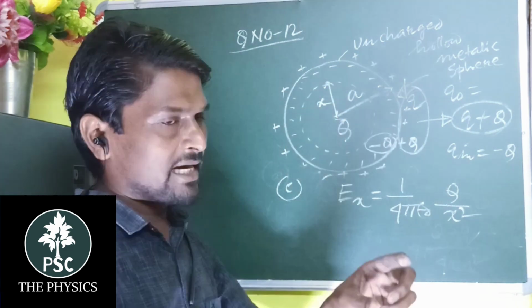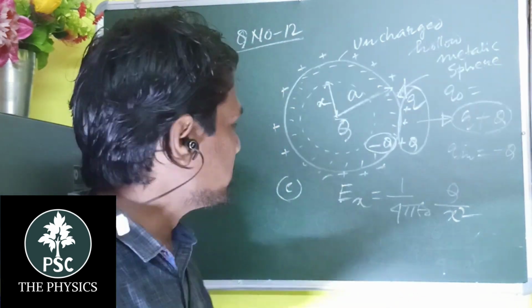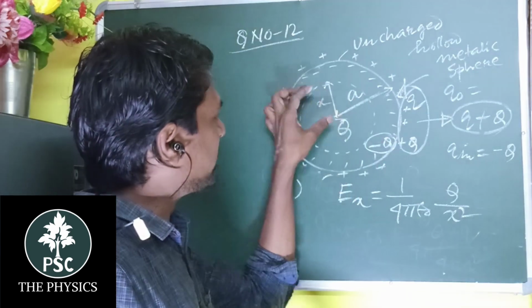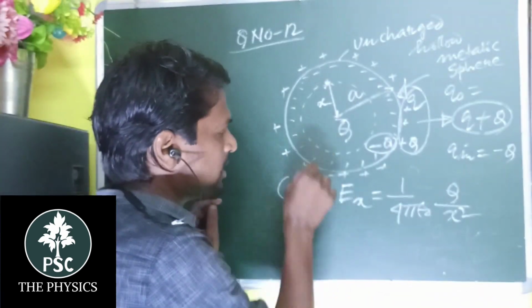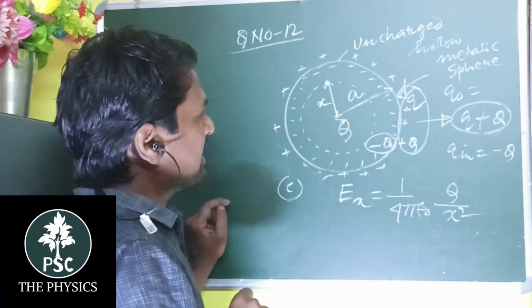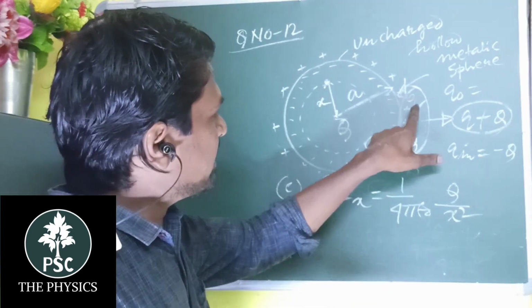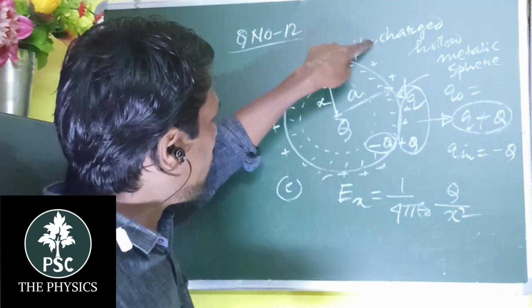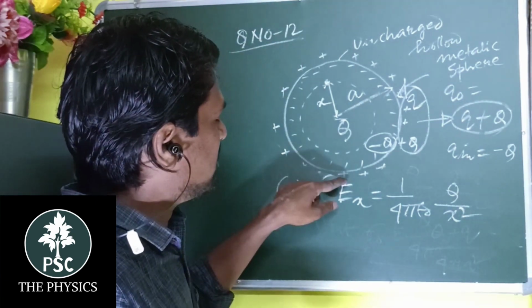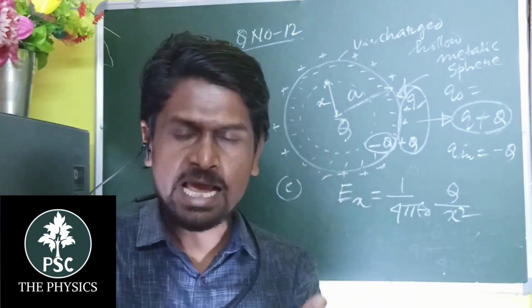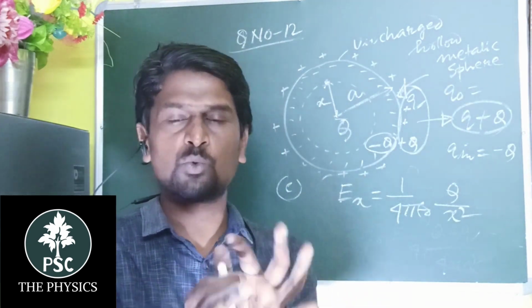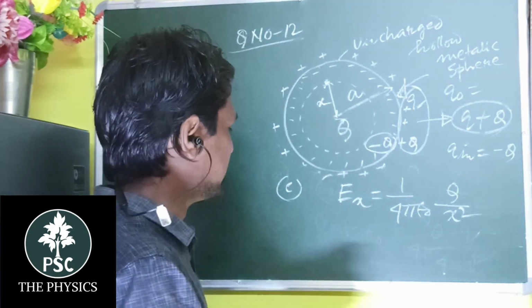Since at the center there is a charge of capital Q, then at a particular point at distance x from the center, the electric field will be this one. And for the second one, if small q charge is given, then all the charges are distributed, and we know that inside the conducting shell the electric field is 0. Why? Due to the shell theorem.